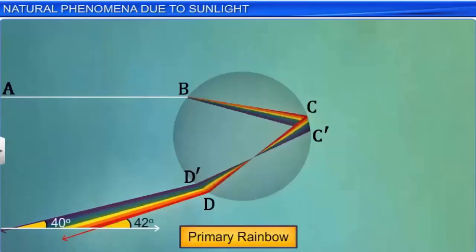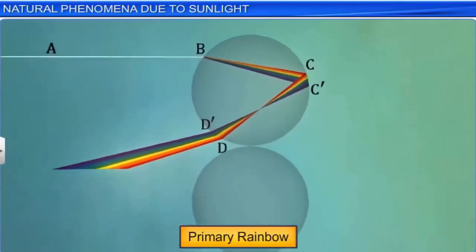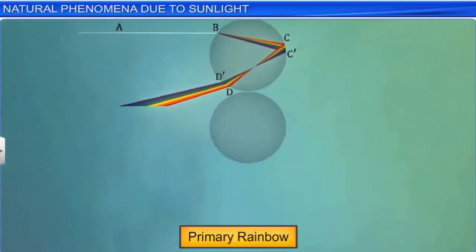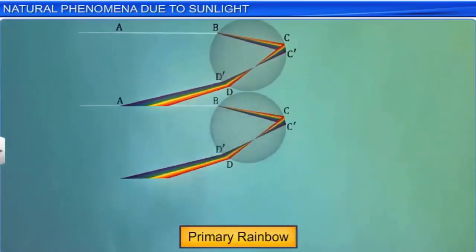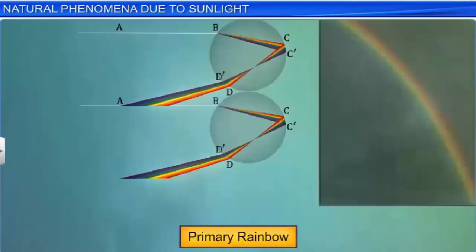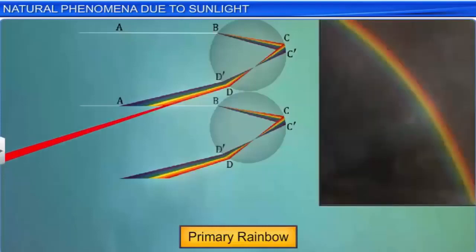An observer viewing a primary rainbow receives red light from the drop at the top and violet light from the drop at the bottom, and other colors from other drops located between them. This is the reason why the primary rainbow is always formed with red color at its top and violet color at its bottom.